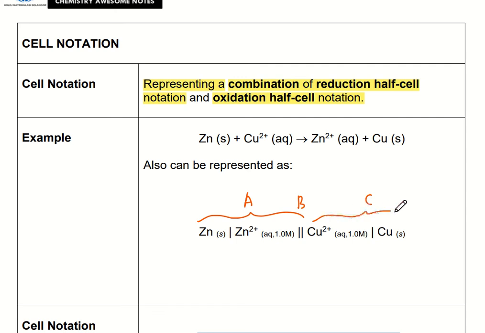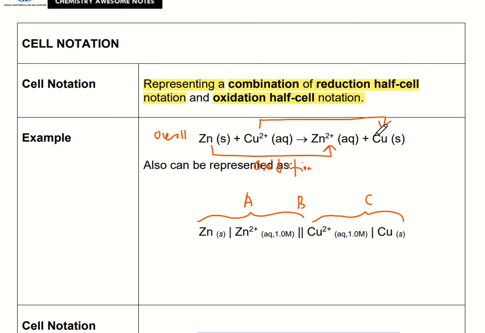Cell notation is a combination of reduction and oxidation. For this one you already have the overall equation. So we know zinc becomes zinc 2 positive, and copper 2 positive becomes copper solid. So you already know that zinc to zinc 2 positive is oxidation.